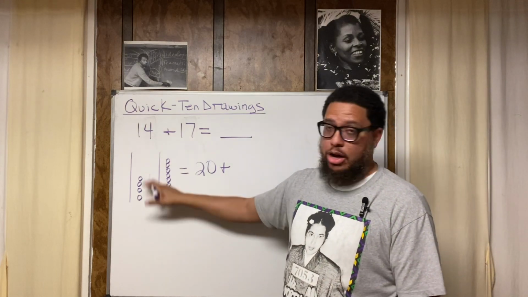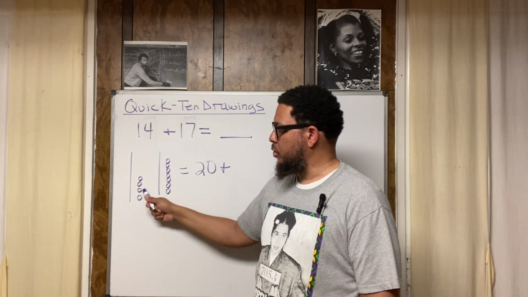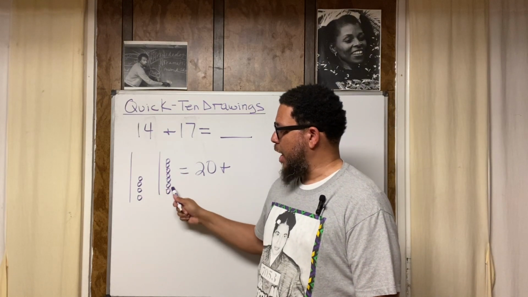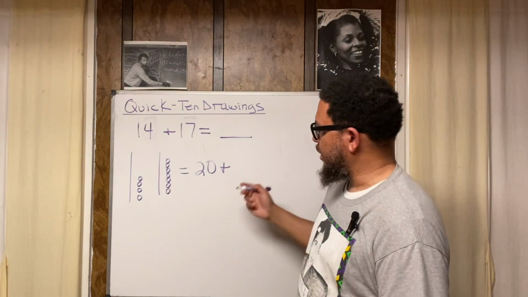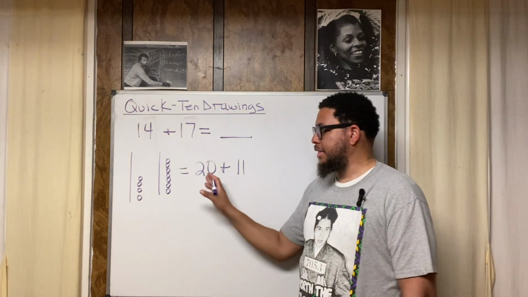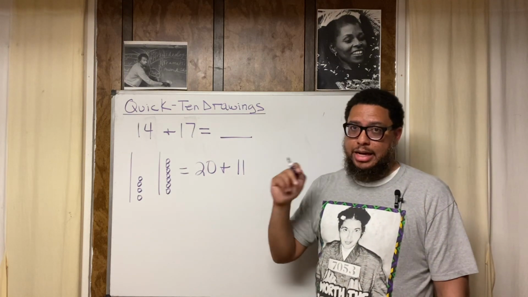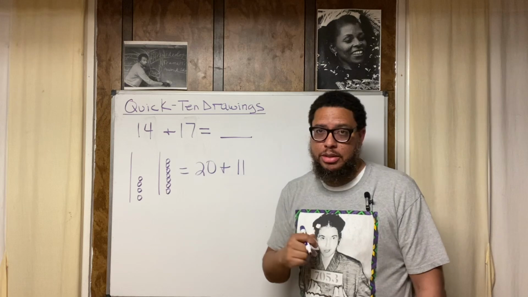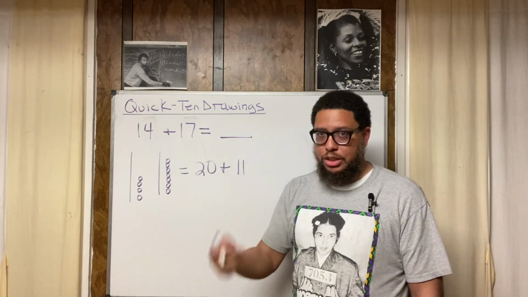All right, now let's count up all the 1s. The 1s are the little circles. So we go 1, 2, 3, 4, 5, 6, 7, 8, 9, 10, 11. So that's 11. I write 11 right here. This 20 is my first add-in, and my 11 is my second add-in. Those are the numbers that we add together to get a sum. A sum is the answer when we do an addition problem.